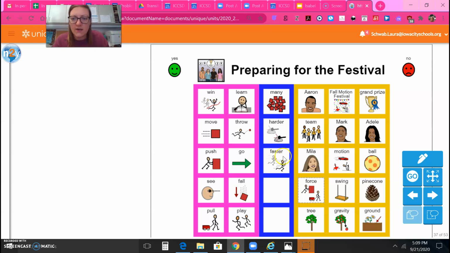That can be our next word, gravity. Where's my gravity button? Gravity is down here at the bottom of your board where Miss Schwab's mouse is moving and where I'm pointing. On your board, you can point to gravity. You can say gravity, or you can point to it. Gravity is the force that pushes objects down when they fall. Gravity affects everything on Earth.